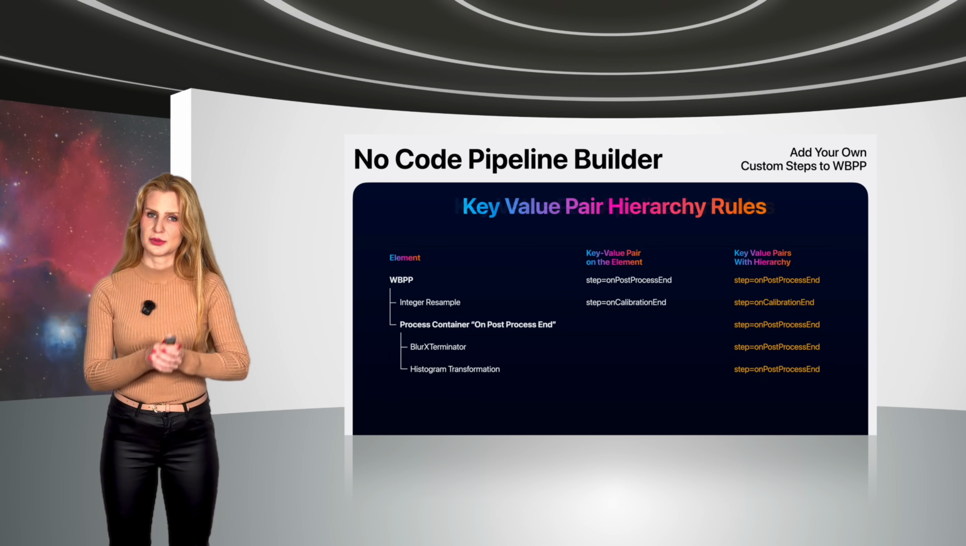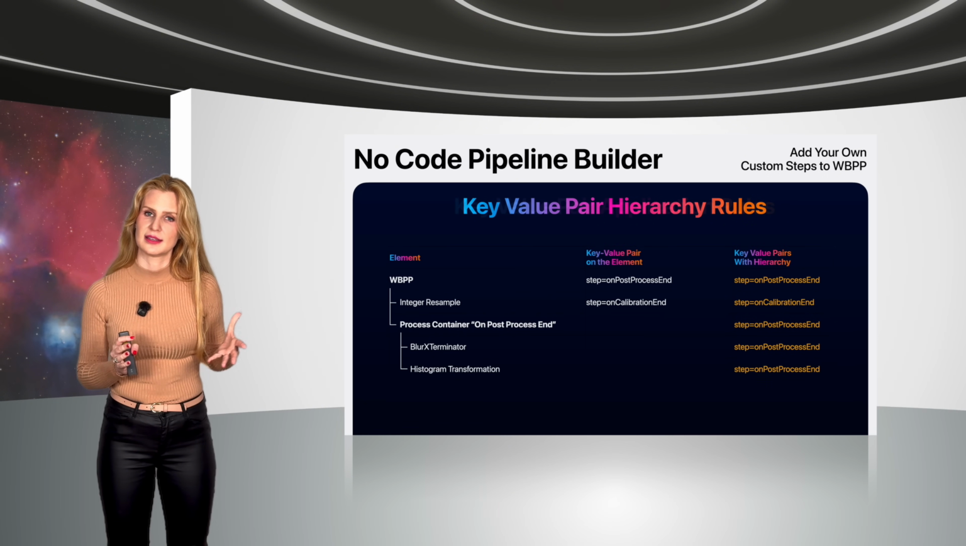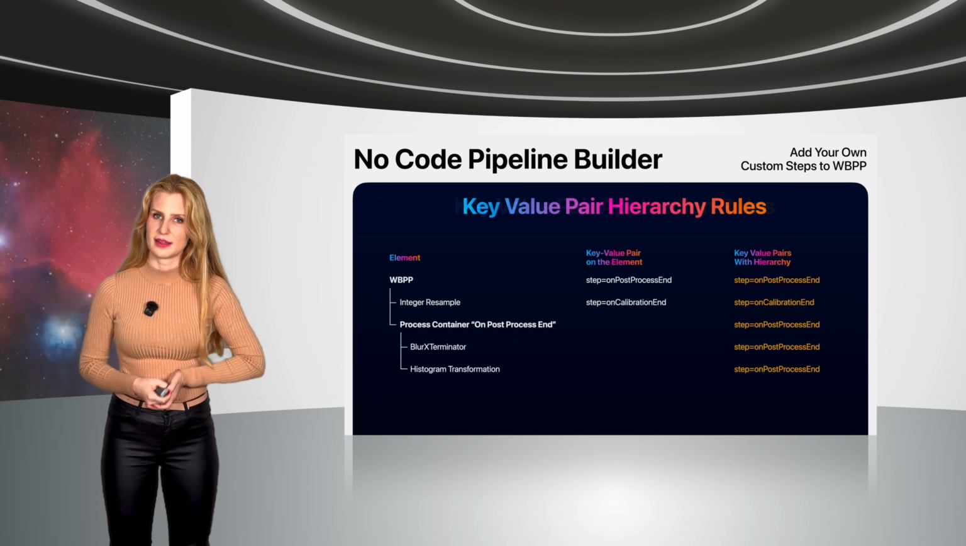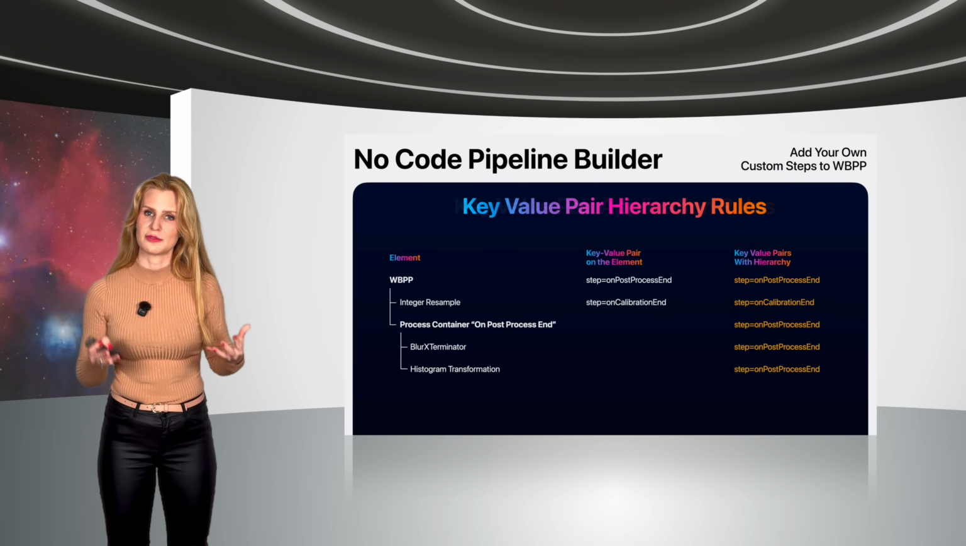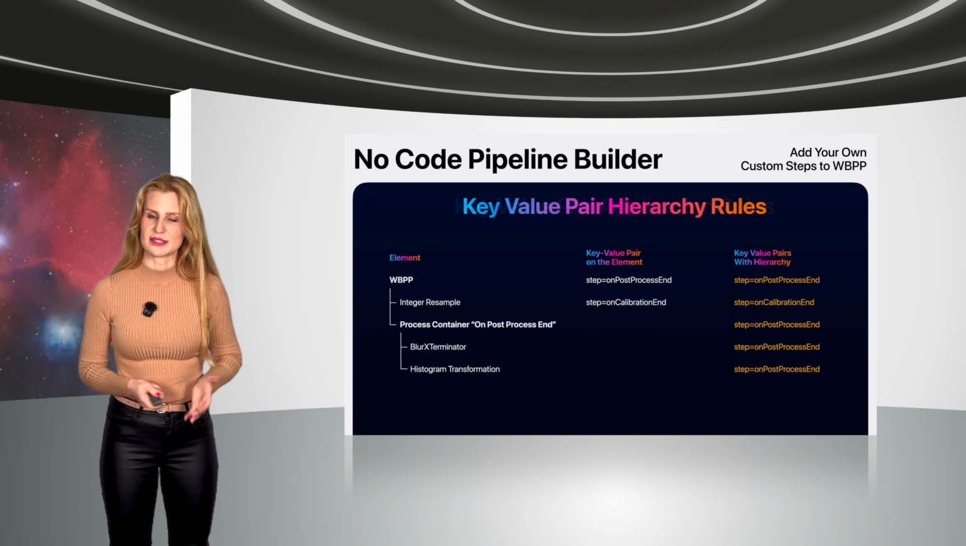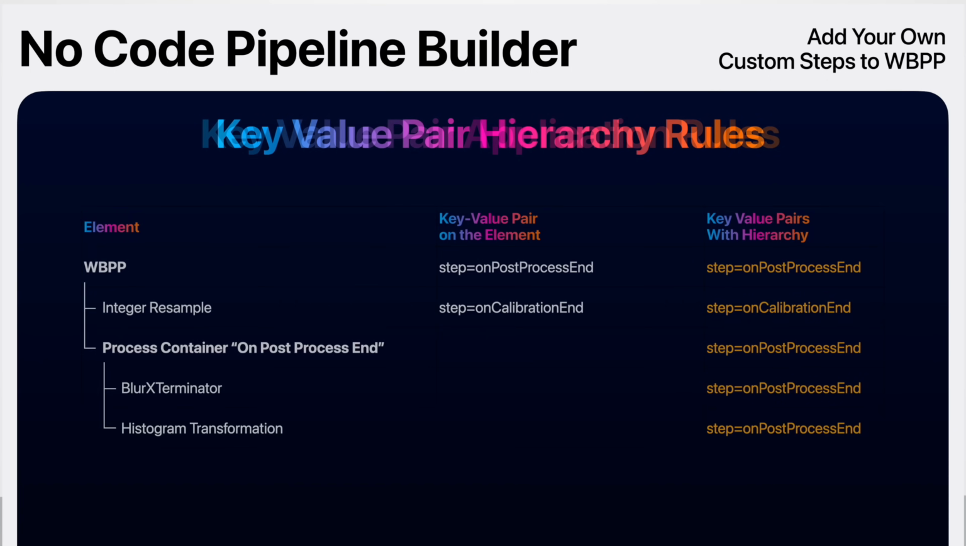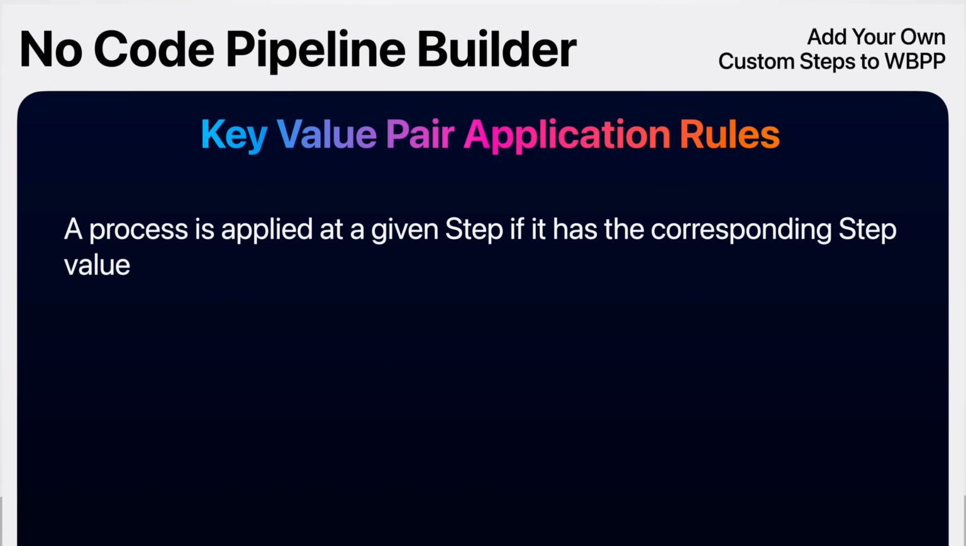If I put post-process end on the top level, normally everything should inherit that value, but on the integer sample, I am overriding it, so the actual result is still exactly the same. So every process will be applied at a step which has the corresponding step value that we have defined.